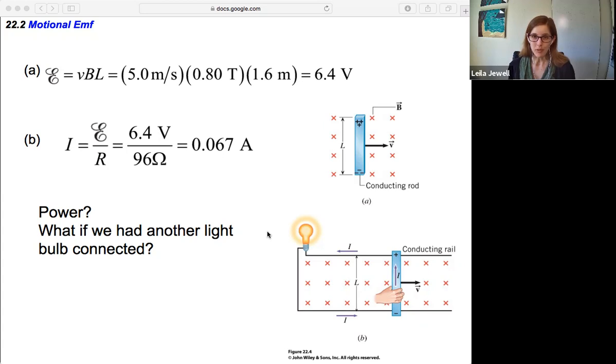Since we have a light bulb on, we could think about the power. We know that power is equal to current times voltage, so we could take our current and our EMF, and that would give us the power. We could also think, okay, what if we had another light bulb connected? What would that do? Well, if you remember, it'll depend a bit on how we wire that light bulb, if it's wired in series or in parallel. But if we wire that light bulb in series, that's going to increase the resistance and decrease the total current, as well as the power output for each of those bulbs.